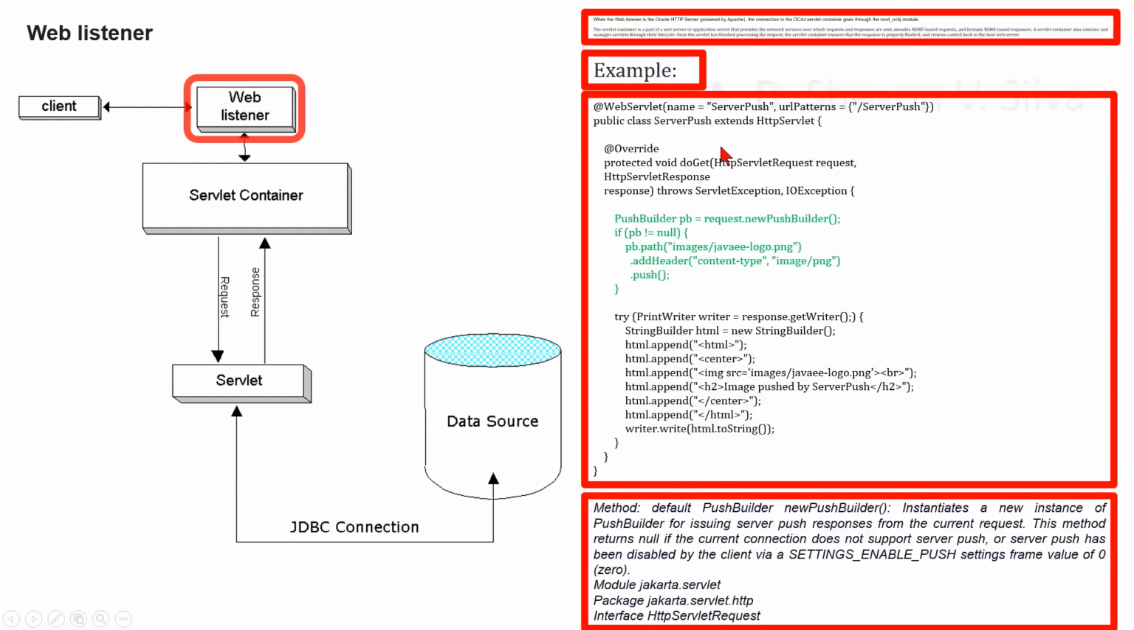As an example, we can consider this code here. Here the method defaultPushBuilder, newPushBuilder, instantiates a new instance of a PushBuilder for issuing server push responses from the current request.